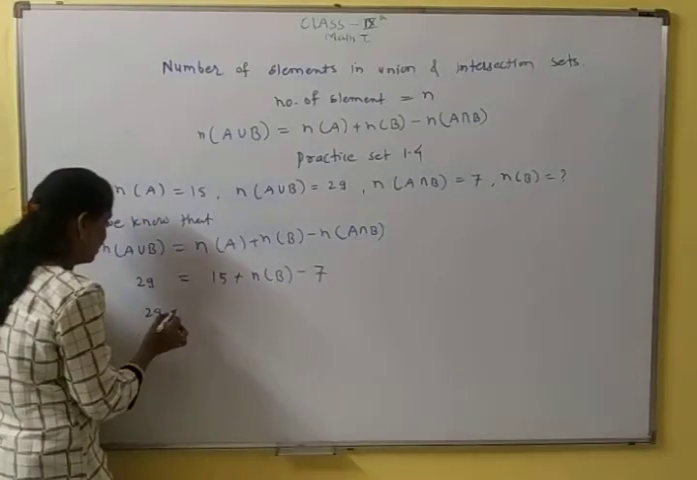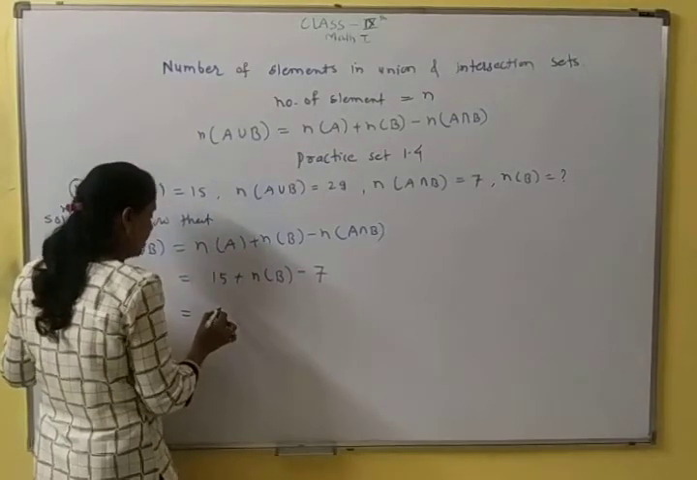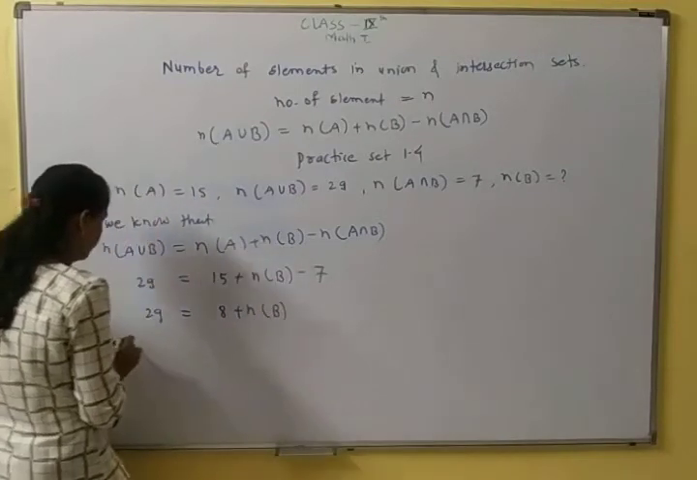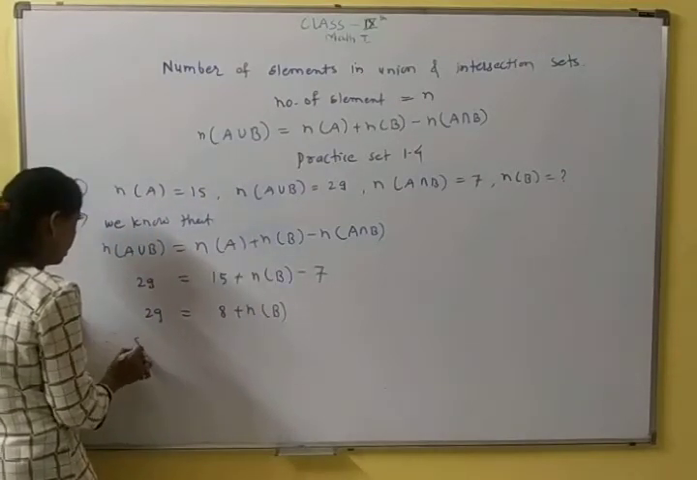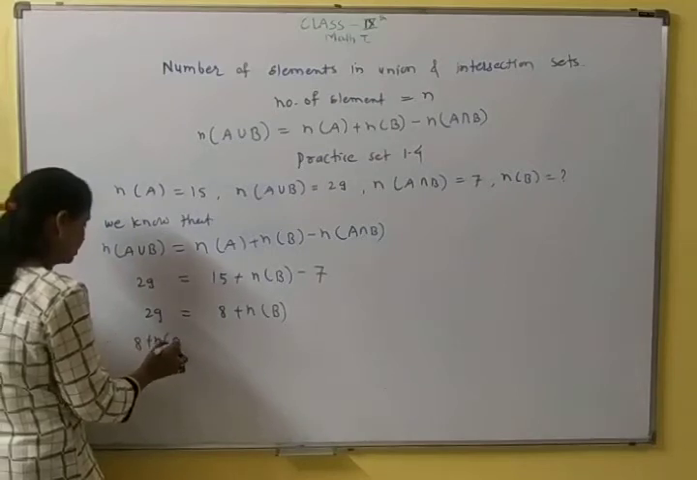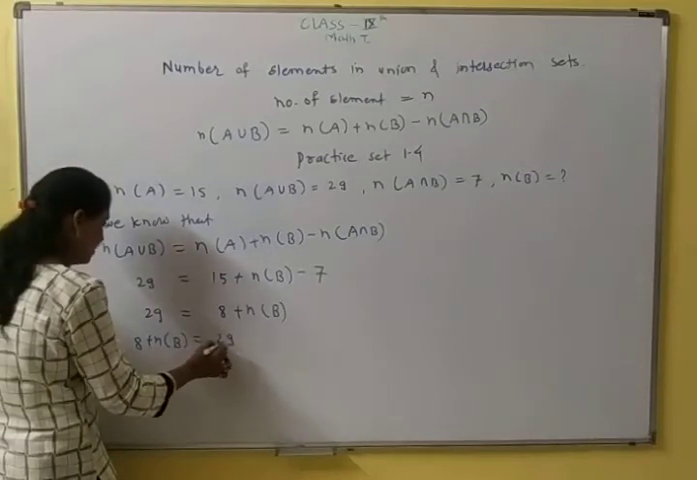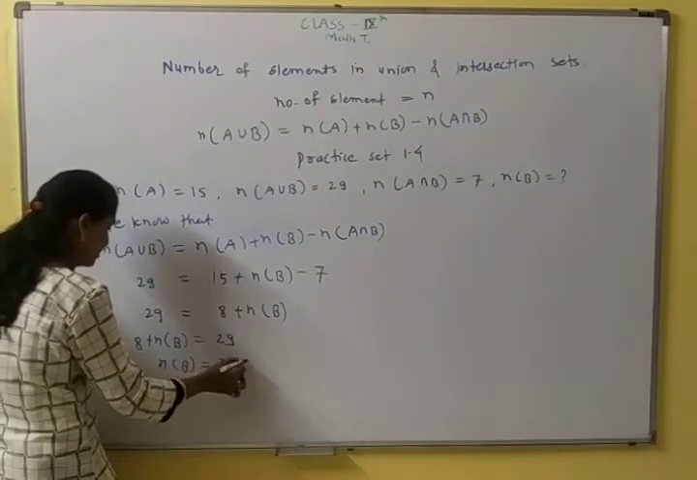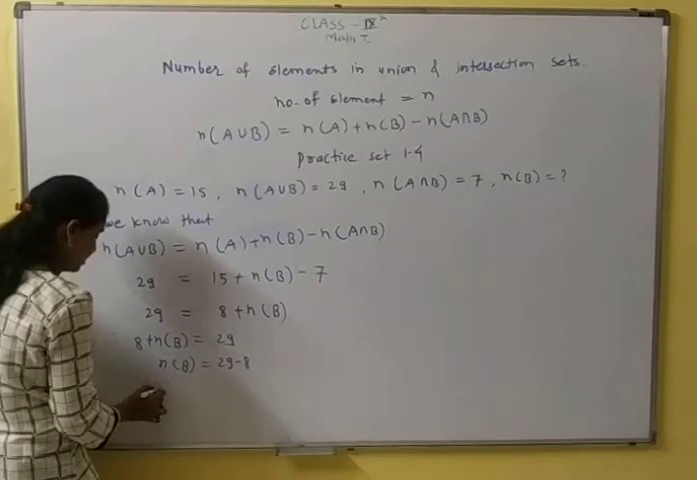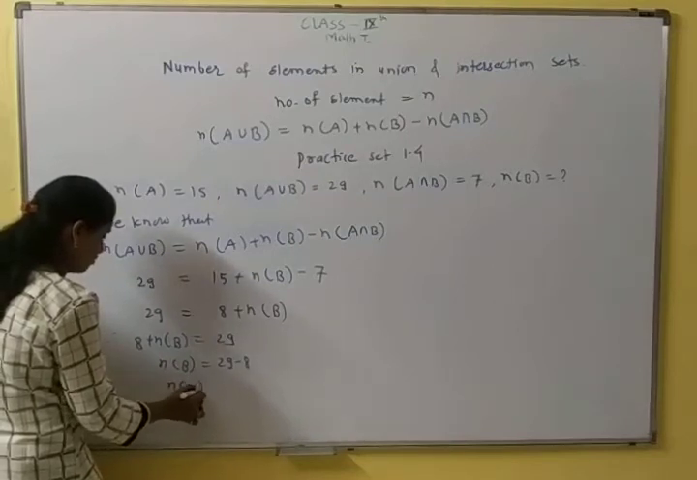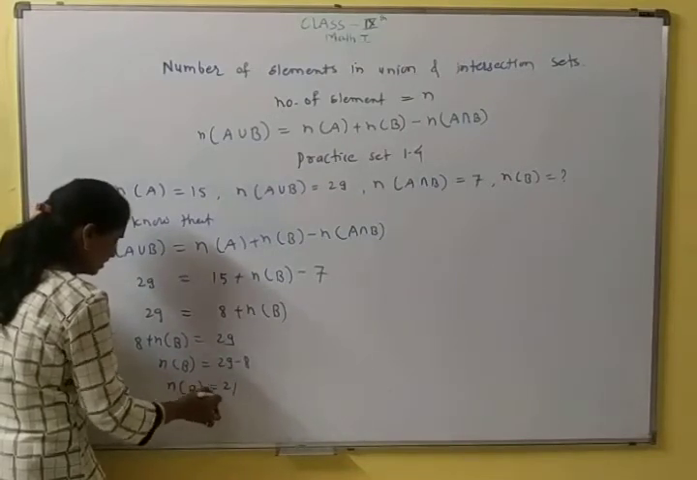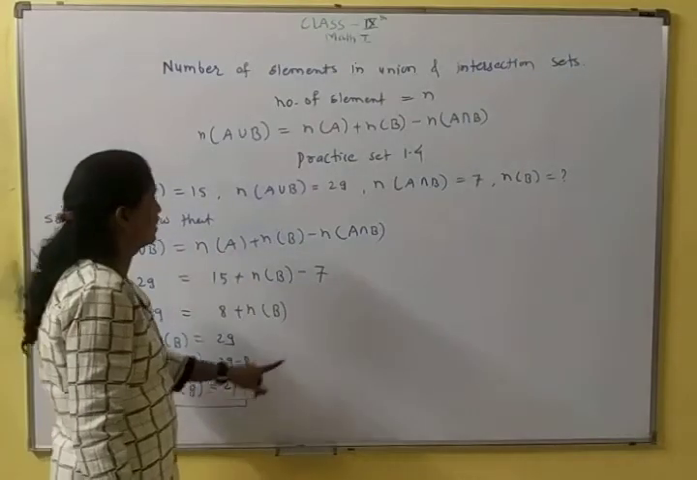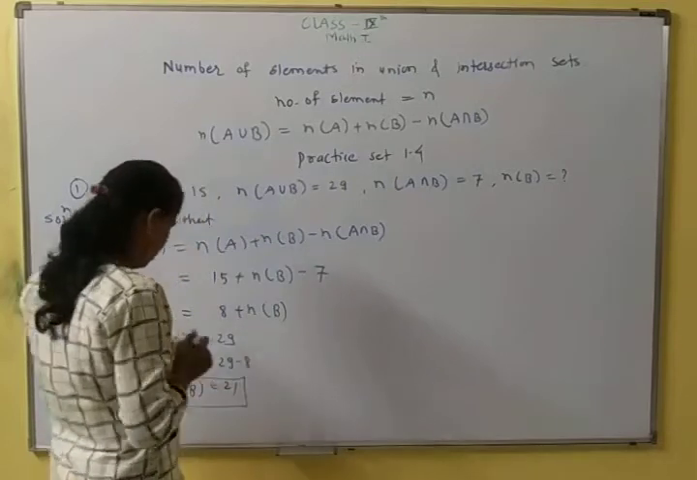Then 29 equal to 15 minus 7, 8, plus n of B. Side change. Therefore 8 plus n of B equal to 29, and n of B equal to 29 minus 8, that is 21. So the value of n of B is 21.